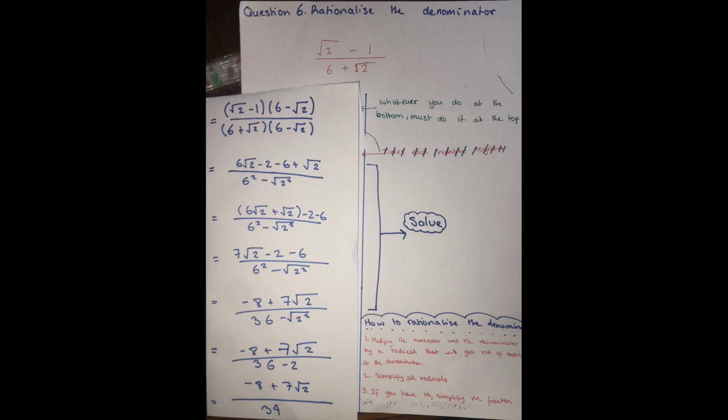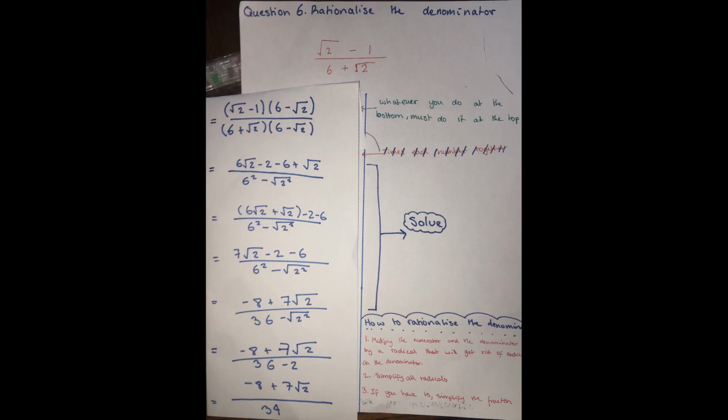You put them both on the numerator and denominator, so you can times them together to get your next step. When you times them together, you get the results of 6 square root of 2 minus 6 plus square root of 2 over 6 to the power of 2 minus square root of 2 to the power of 2. And from there on, I put brackets between the 6 square root of 2 plus square root of 2 so I can solve that. My answer that I got was 7 square root of 2, so it will be easier for me to solve and understand what I am doing.